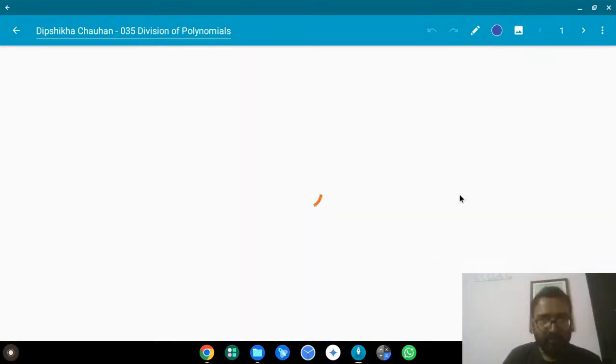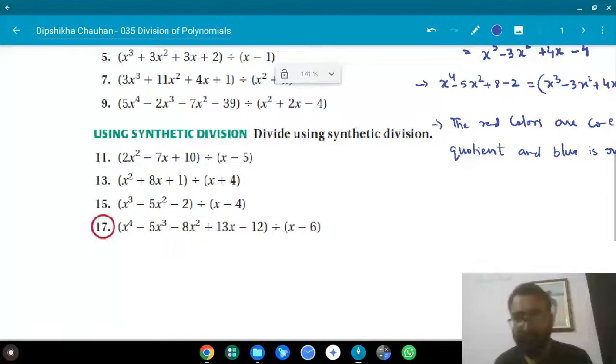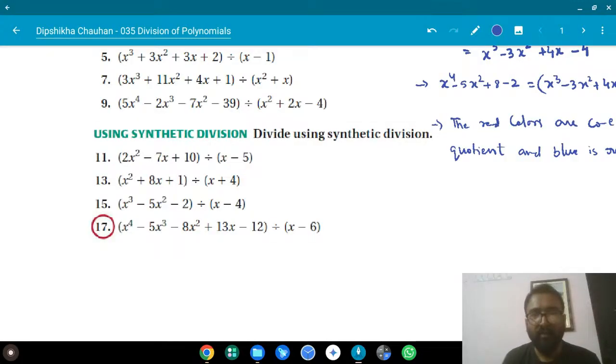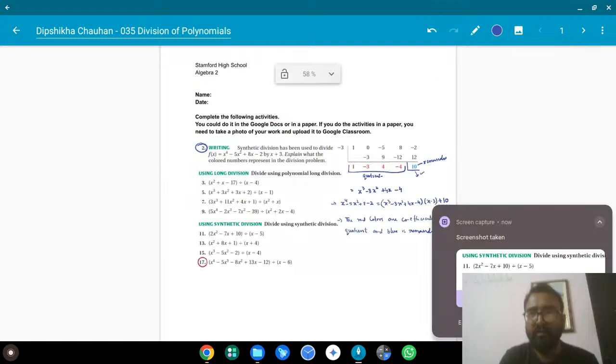So here we have the synthetic division. It is simple, we can do. So the next is synthetic division. I'm taking it to the next case.